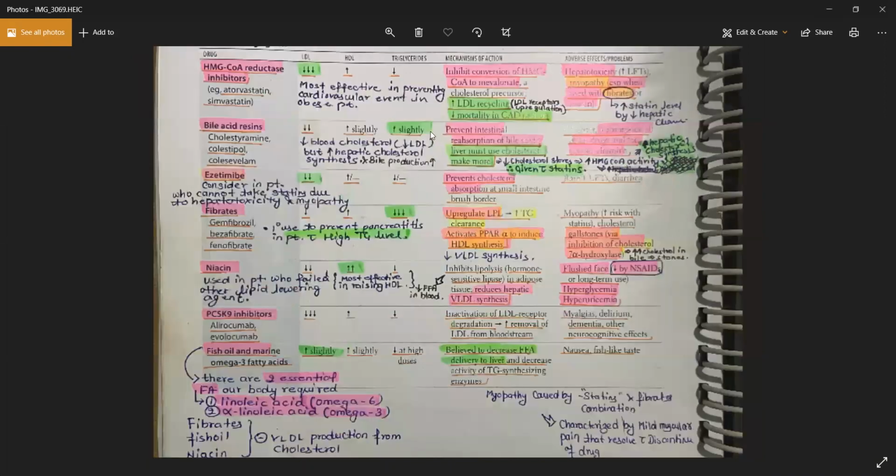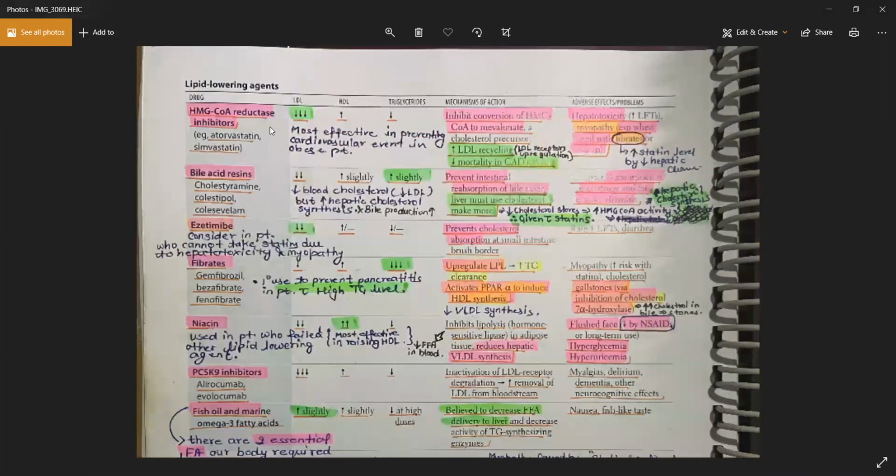First ones are the HMG-CoA reductase inhibitors like the statins. They decrease the LDL in the blood by upregulating the LDL receptors and as well as by inhibiting the synthesis of cholesterol by inhibiting the HMG-CoA reductase enzyme. They also increase HDL, and they decrease the triglyceride level. Their function we have discussed already. And they all provide mortality benefits in coronary artery disease patients.